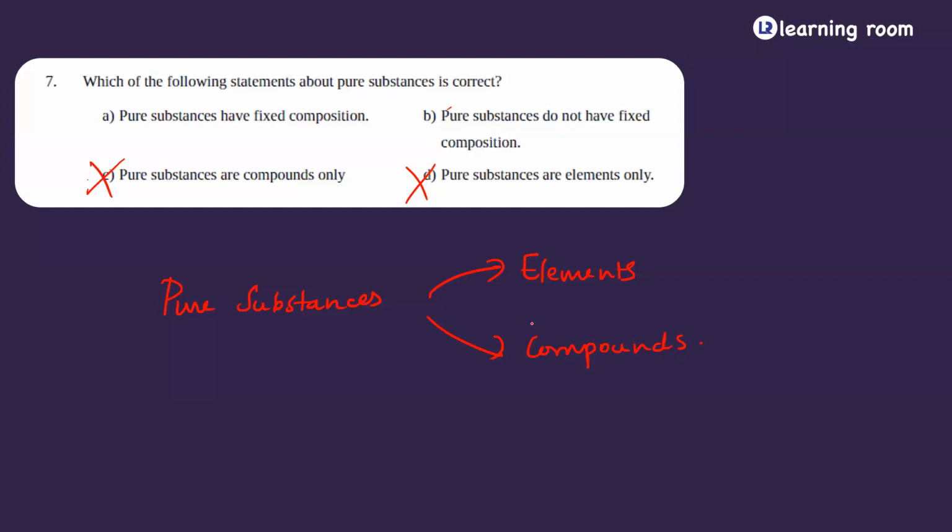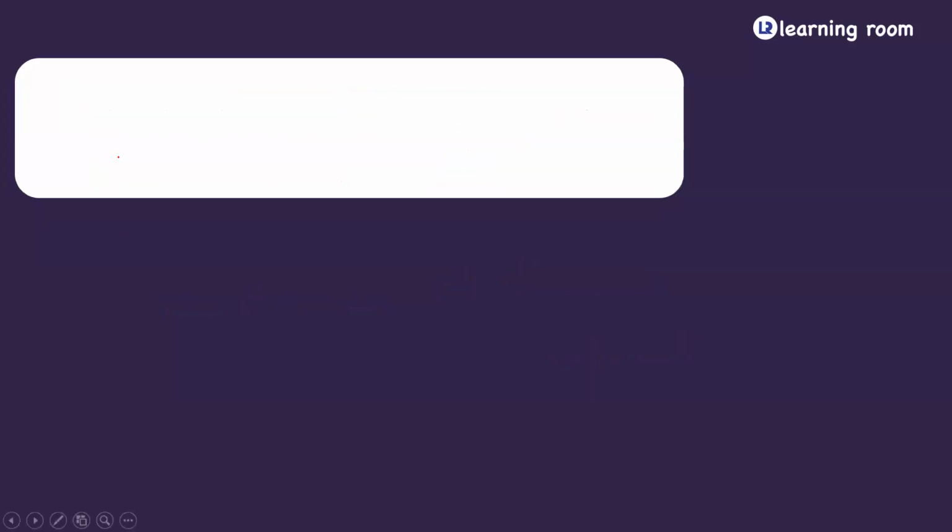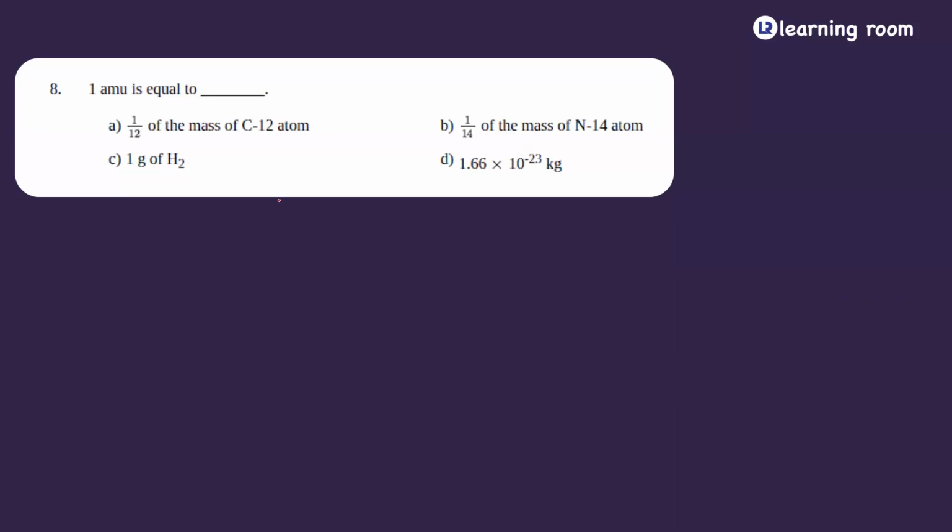No, because pure substances have fixed composition. Elements are made up of only a single type of atom. Compounds, what are compounds? Elements combine in fixed proportion to form compounds, right? So we need to address elements and compounds. The basic understanding that we need to have here is that this is also wrong. So this is the only right option. Clear?